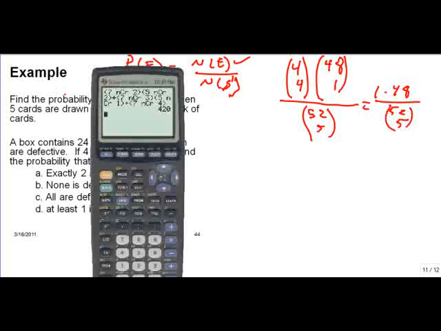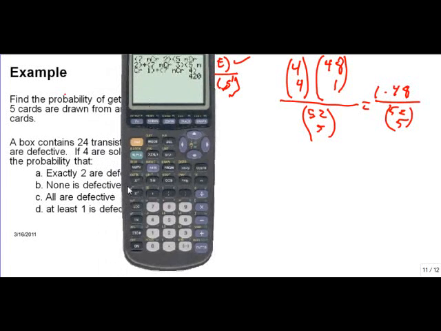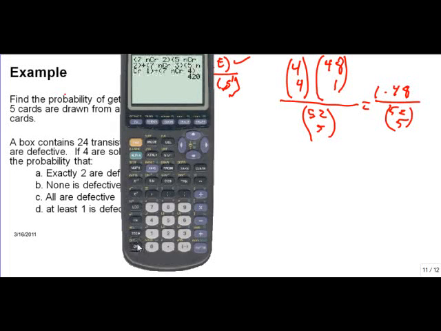So using the calculator, we can plug this in. So the numerator, again, if you want to see this in its brute force, we can go open bracket, 4, math PRB menu option 3, 4, close, times 48, math PRB menu option 3, 1, divided by open bracket 52 math PRB menu option 3 choose 5.